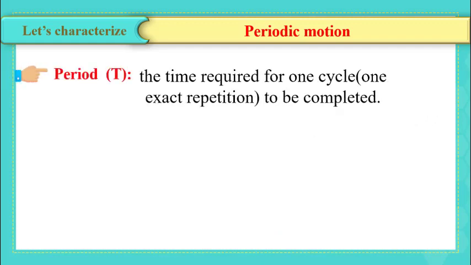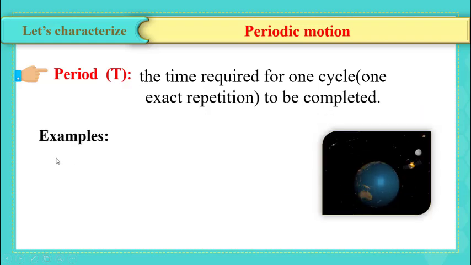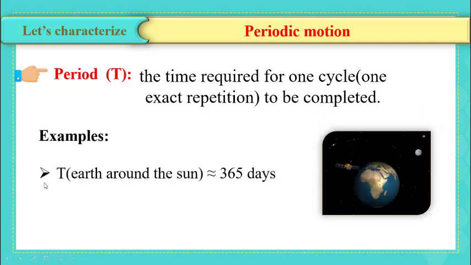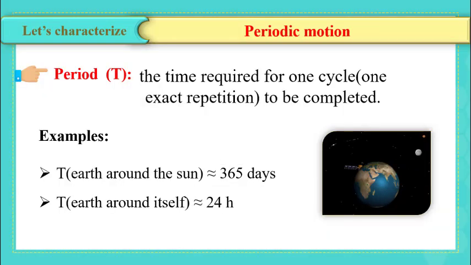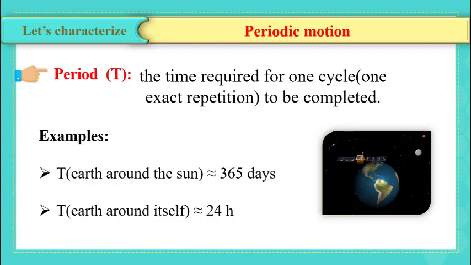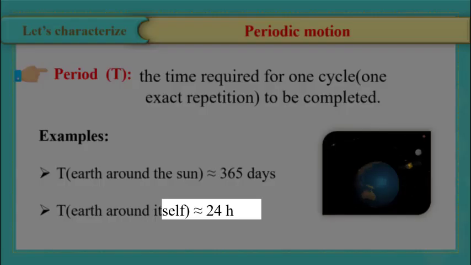Periodic motions are characterized by their period, symbolized or denoted by capital T, which is the time required for one cycle or one exact repetition to be completed. For example, the period of the motion of Earth around the Sun is approximately 365 days. The period of the rotation of Earth around itself is approximately equal to 24 hours.